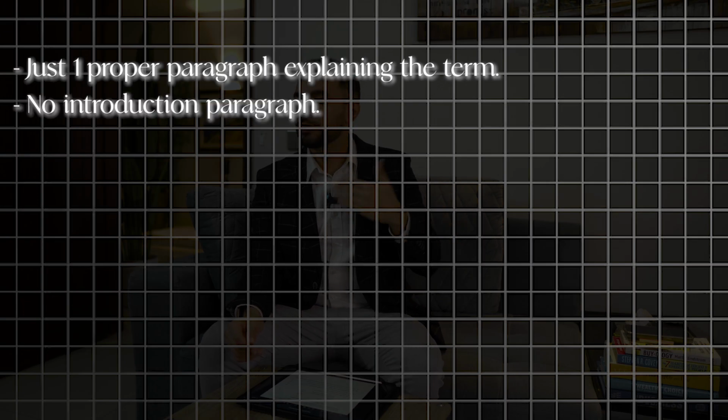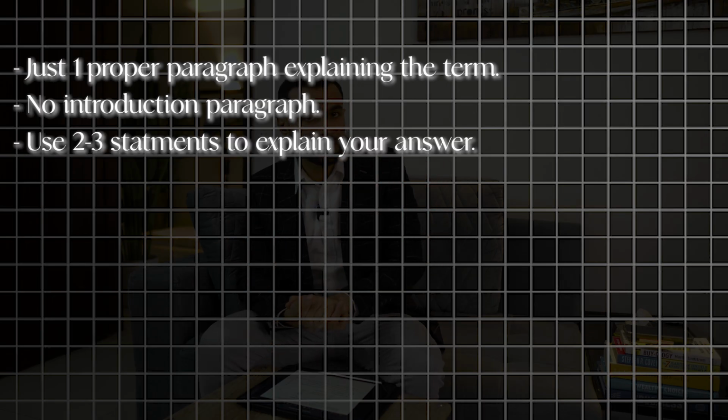In this part of the question, what you need to do is write one proper paragraph. You don't need to write an introduction paragraph. You don't need to write any other thing. Just one proper paragraph in which you explain this term in 2 to 3 statements. You have to write 2 to 3 good quality statements about the term added value or any other terminology that might be asked from you in the exam. So you have to think of 3 statements.